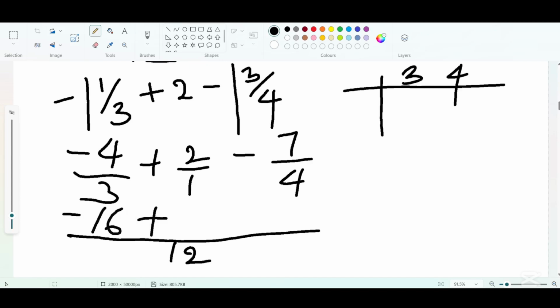Plus, now 1 in 12, that will be 12. That is this 1 divided by 12, that is 12 over 1. 12 divided by 1, so 12 over 1 is going to be 12. And 12 times 2, that will be 24.